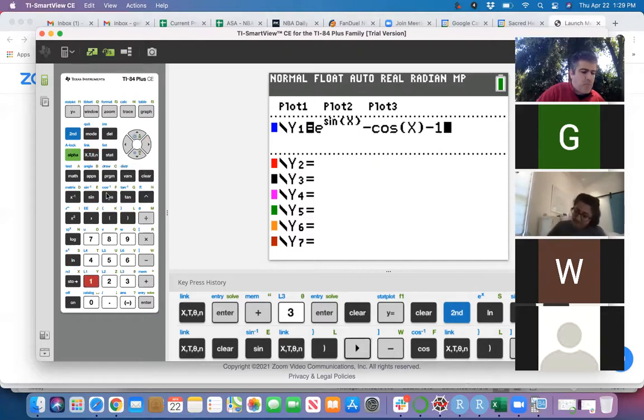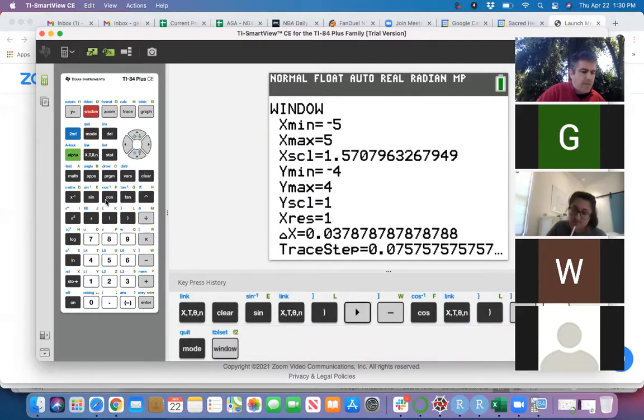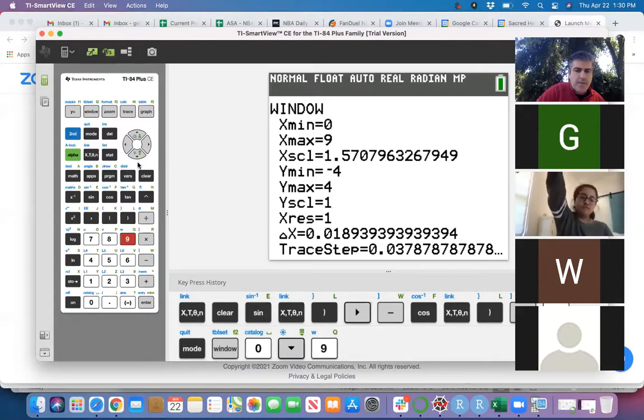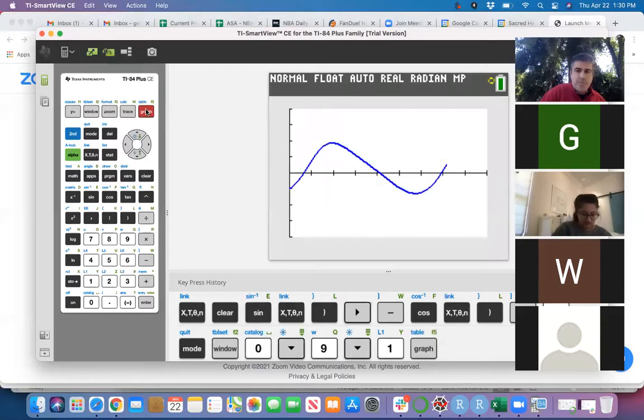Also make sure your mode is radian. Go to window, go from 0 to 9 for your window for x. You can make that scale 1, I don't really care. Then graph it, and you want to see where f is decreasing. Now remember, this is f prime. You have an f prime graph. I'm not going to say much else. We'll give you about 30 seconds to a minute to figure out what you need to do. Where is f prime decreasing? And it's an f prime graph, mind you.